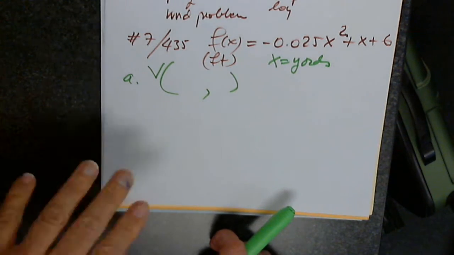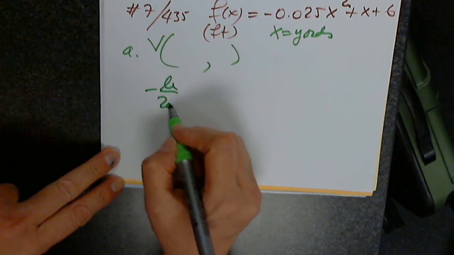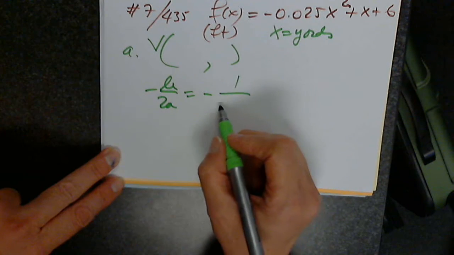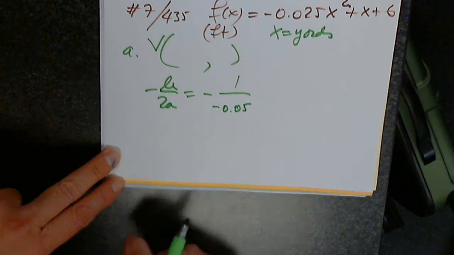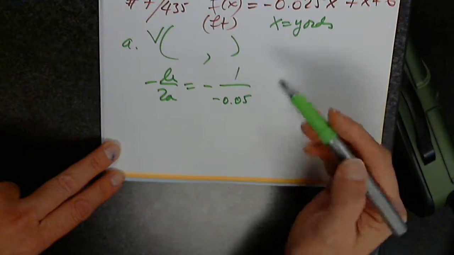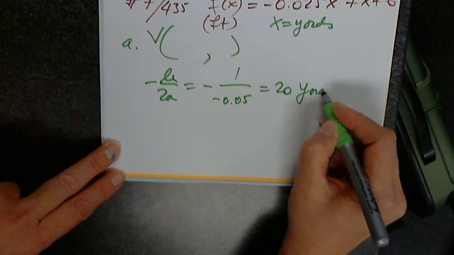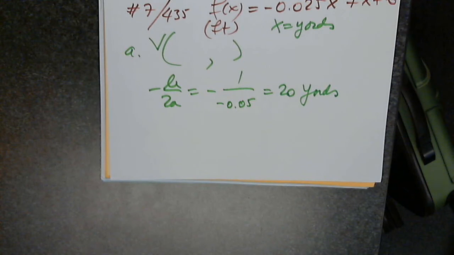Okay, good. How do I determine the x-coordinate of the vertex? Negative b, which is 1, over 2 times a, which is negative 0.05. I already multiplied by 2. So this is 100 over 5, which is 20. And this is yards, because it's x. How do I determine the maximum height now? Plug 20 into the original equation. Very good.